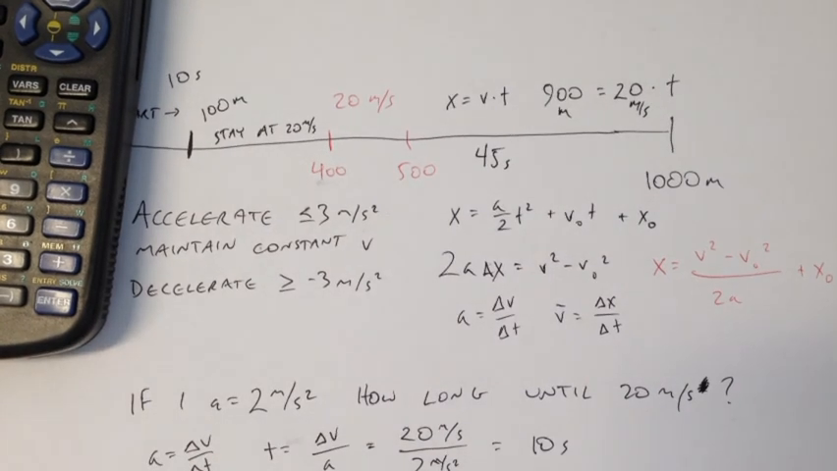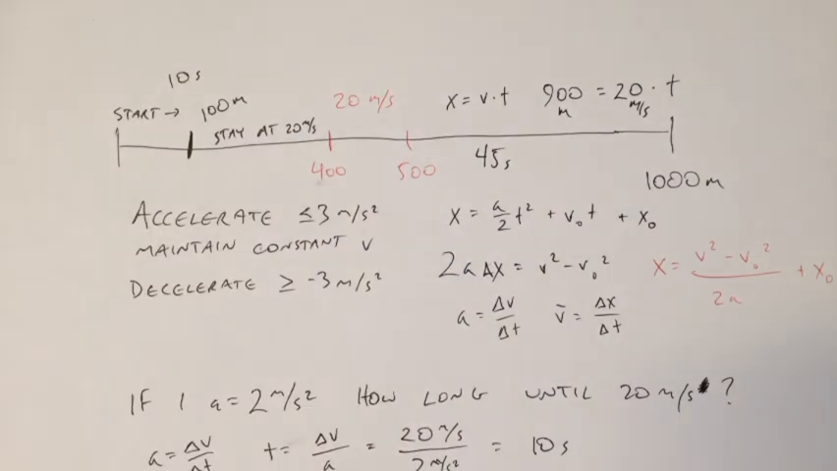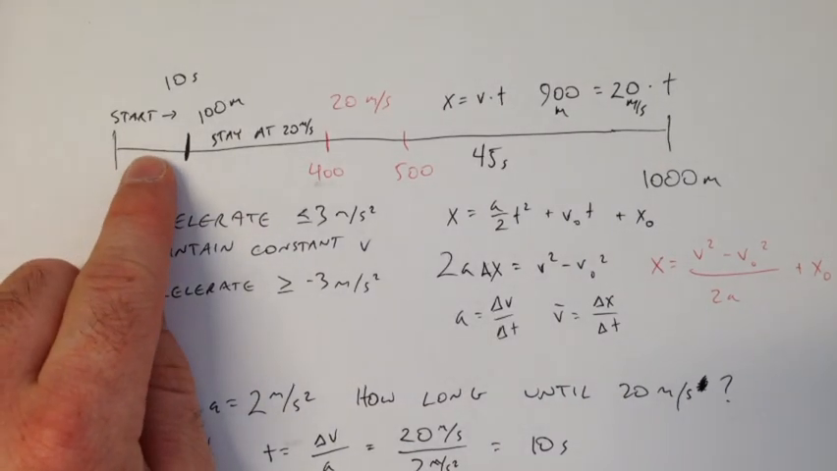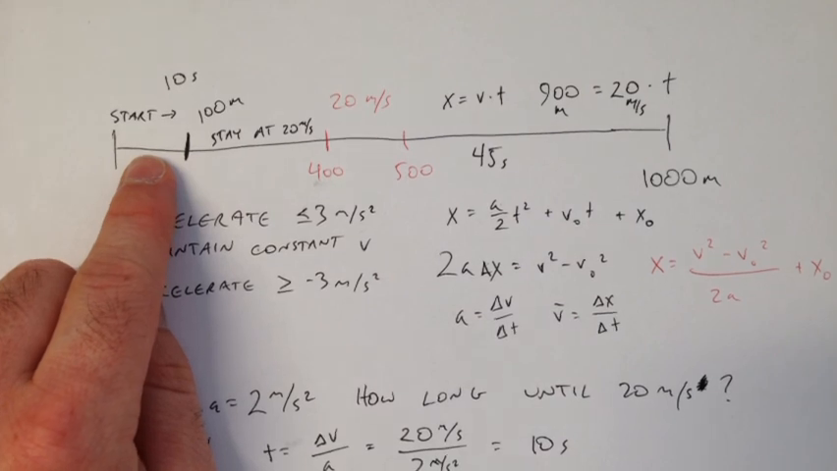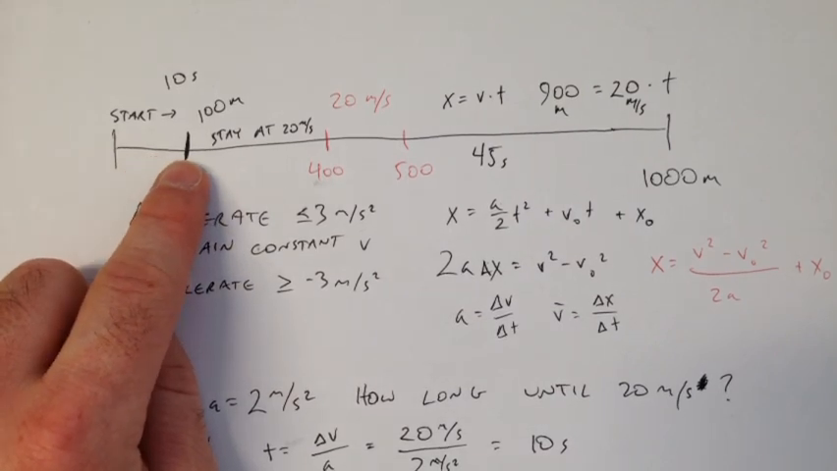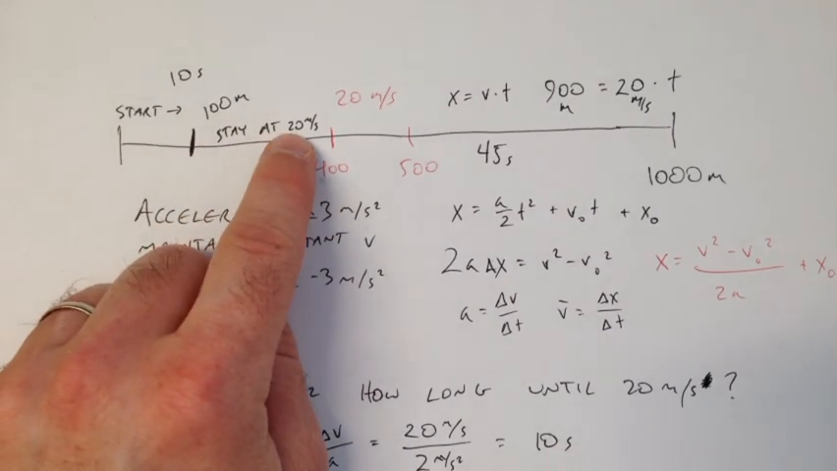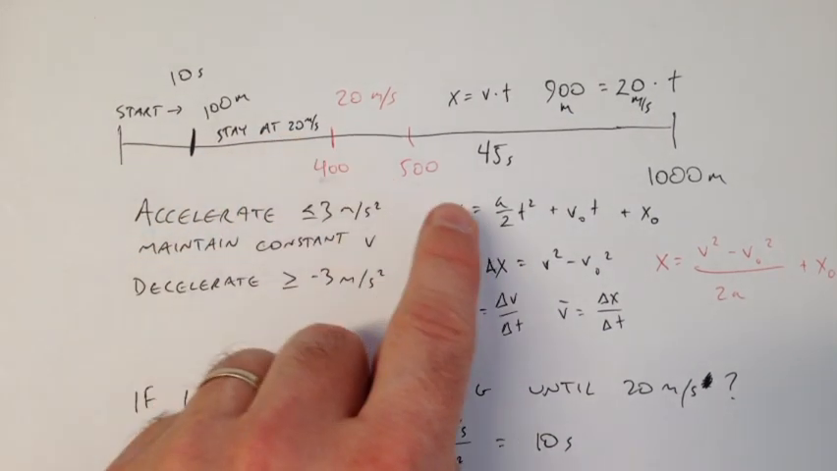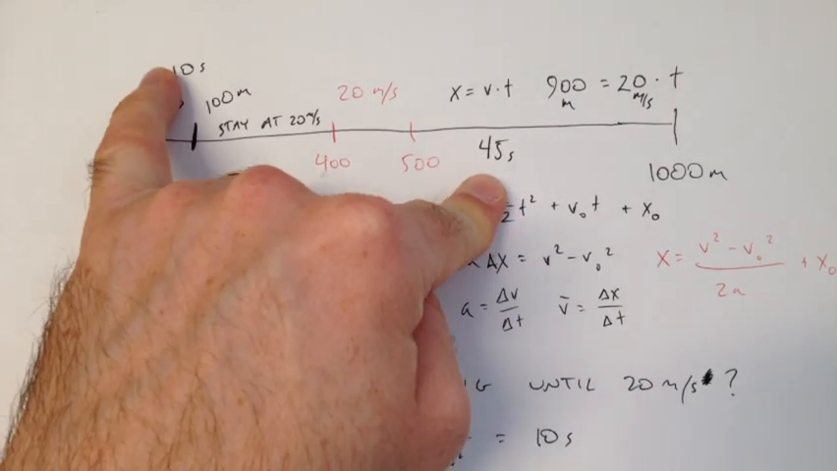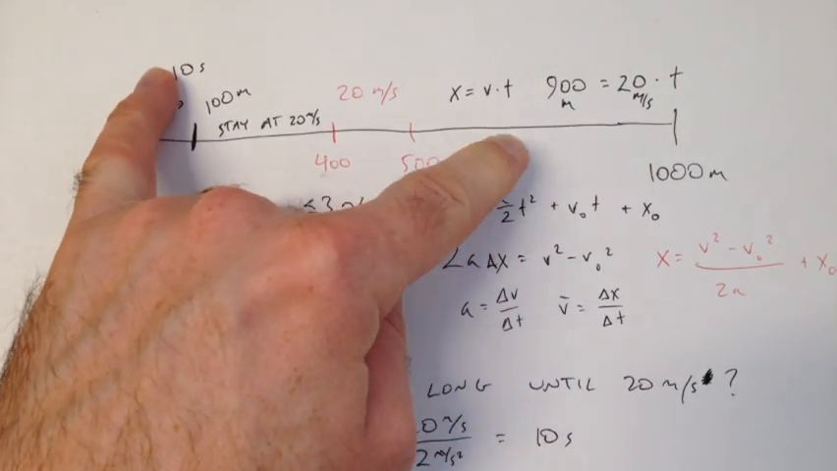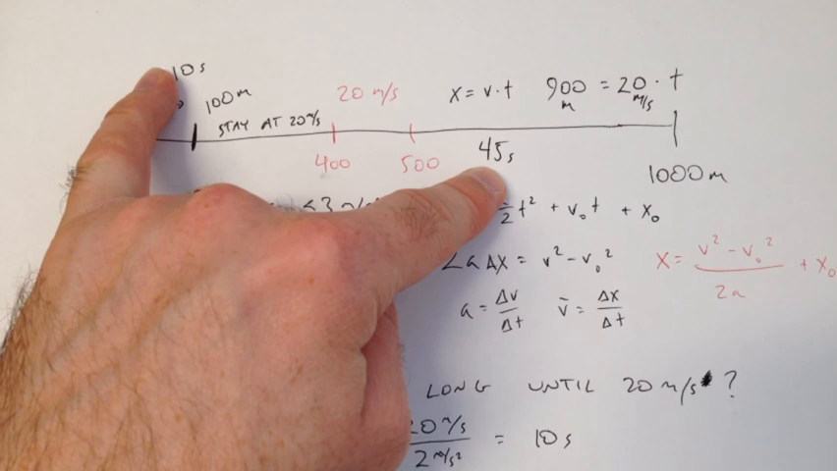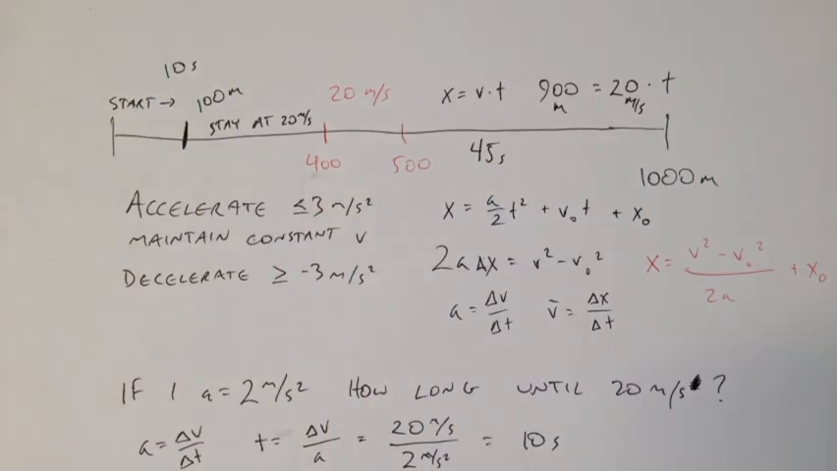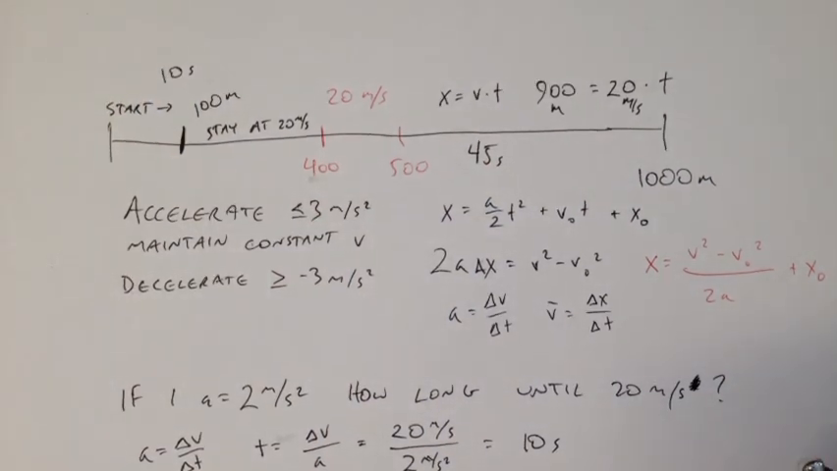So we've got one possible way to do this. Accelerate at a nice responsible 2 meters per second squared. In 10 seconds, you will have gone 100 meters and you've reached the speed limit, and then you just stay there for another 45 seconds. 10 seconds to speed up to the speed limit, 45 seconds that you remain at the speed limit. This is a total drive of 55 seconds.